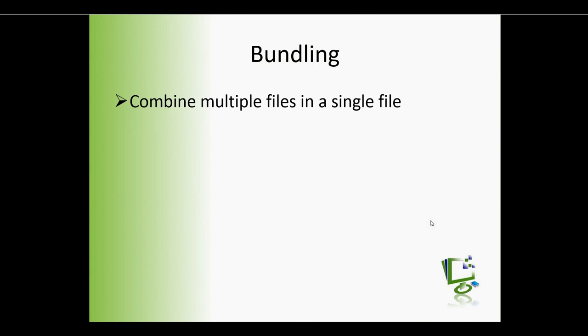So, bundling combines multiple files into a single file. A single file can be downloaded in a single HTTP request instead of making multiple requests for each and every asset that is needed for a web page. We have to download a single file for CSS and a single file for the script bundle. So this reduces the number of downloads for a complete web page.